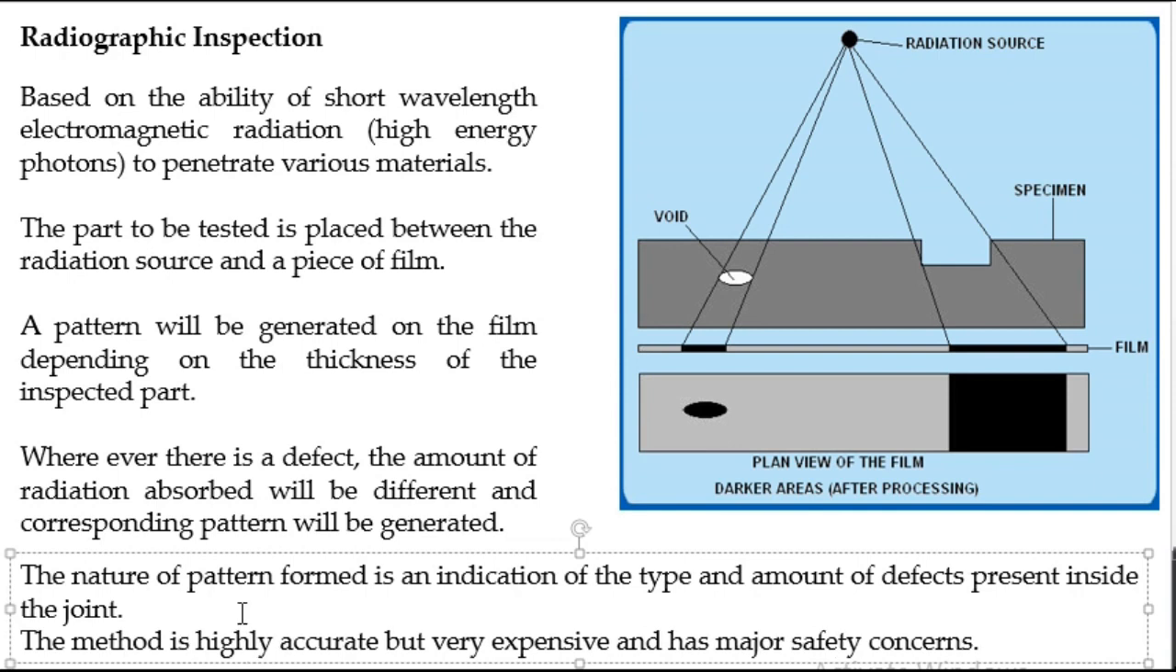So the method is highly accurate. Even with integrated joints, even with very novel materials, we can find out whether any defects or discontinuities are present. But the only problem is it has a lot of safety concerns. For example, if you are introducing gamma rays onto a substrate, you have to be very careful that you do not expose the operator to the gamma rays. If the gamma rays fall on the operator, then his safety is compromised.